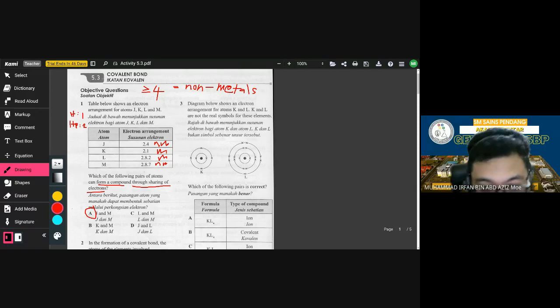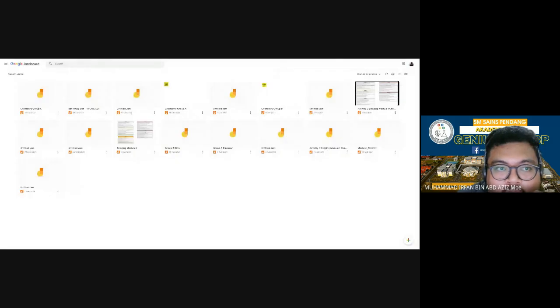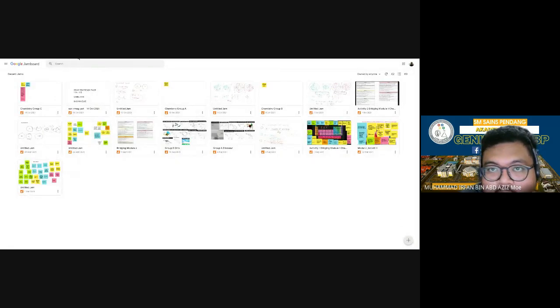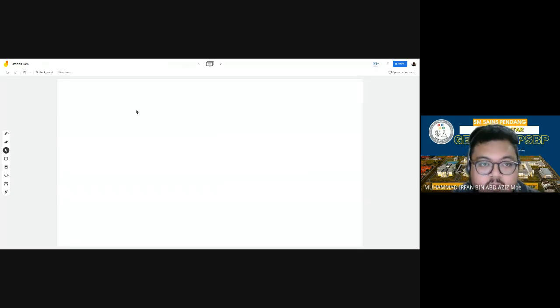Okay, the formula will be JM4, something like that lah. Nanti kita akan tengok how to draw the formula. Okay, how to share. Okay, jom kita tengok. So kita pergi teruslah dekat sini. So most of you are confused dengan structure. Okay, JM4.